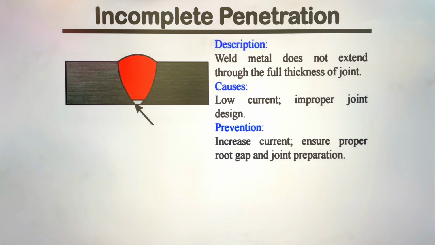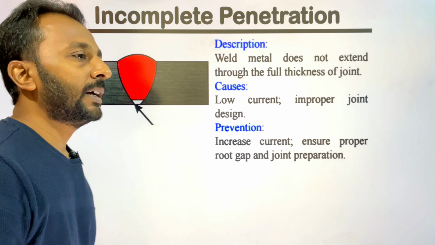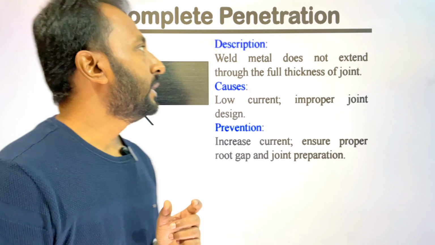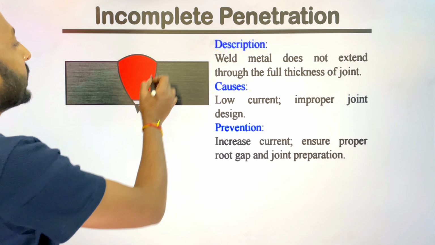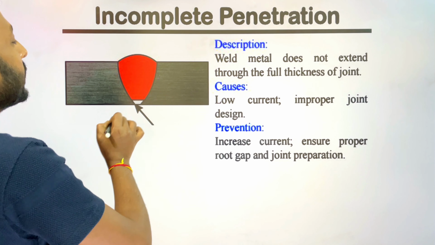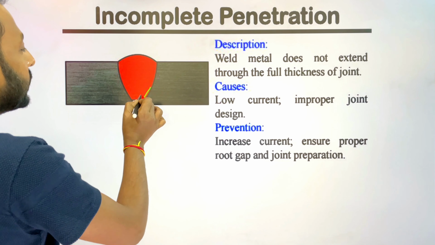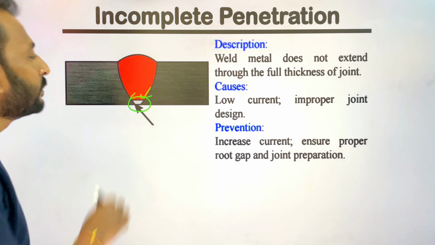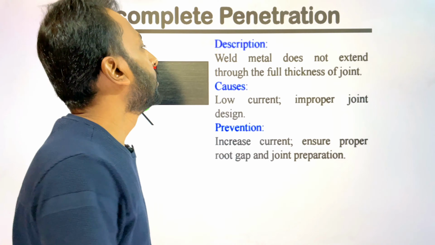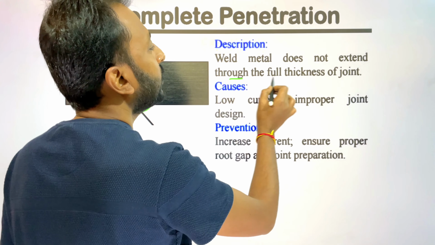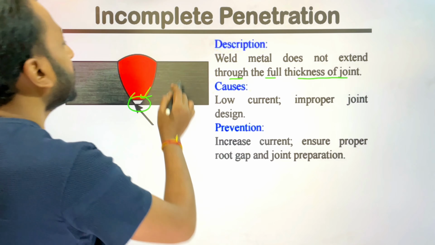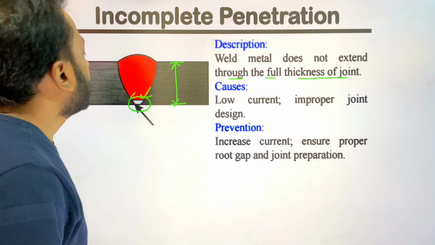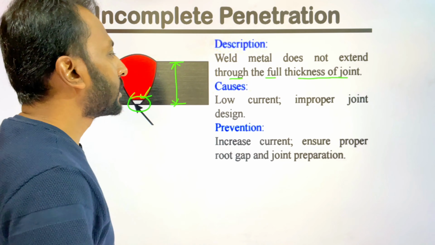The next is incomplete penetration. It is like the incomplete fusion, but it does not occur because of the fusion. It occurs because the filler metal is unable to go into this portion. This is the incomplete penetration. The penetration is not possible. So the weld metal does not extend through the full thickness of the joint. If the thickness of the weld metal is more than the design thickness, then it can occur.